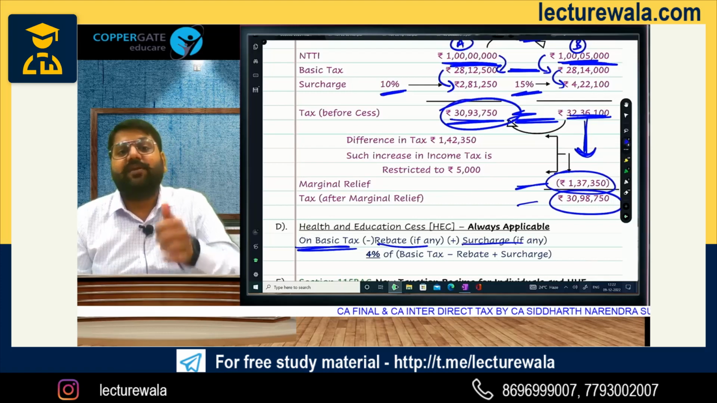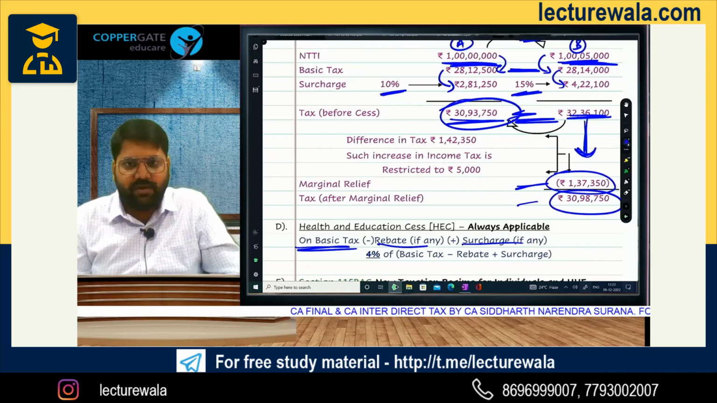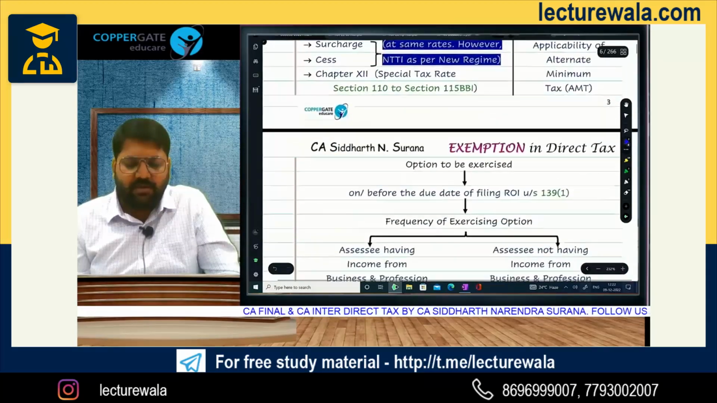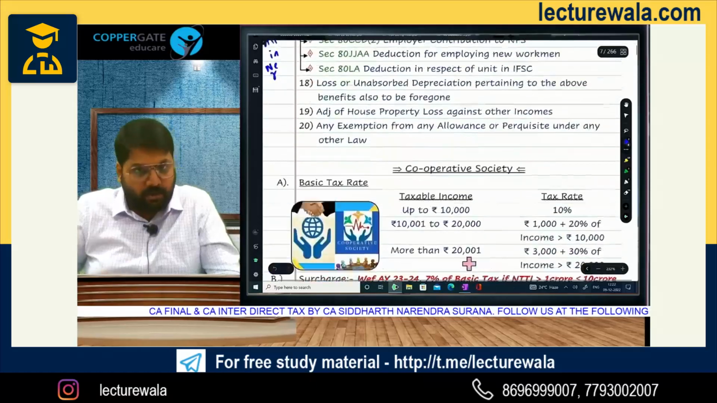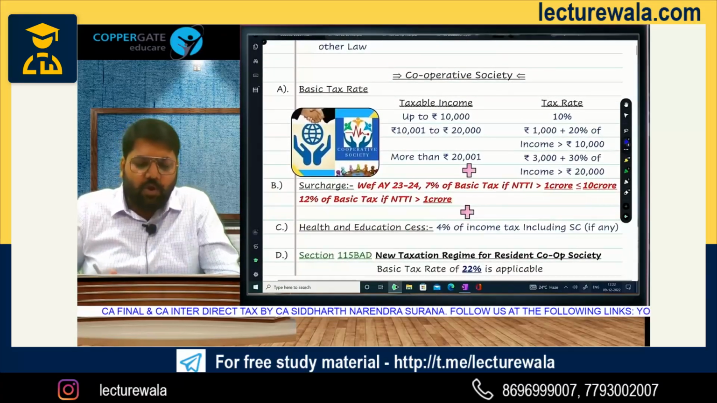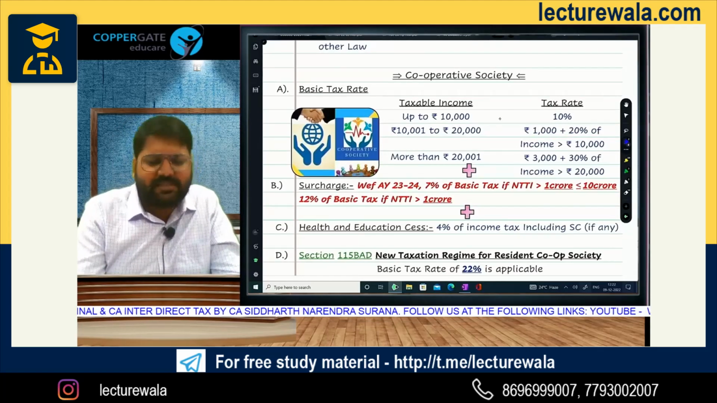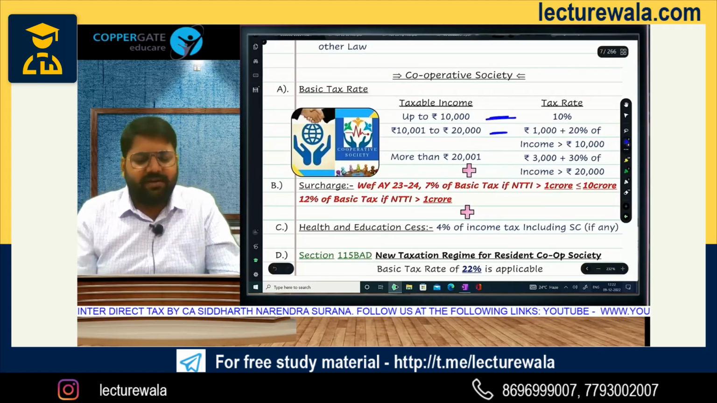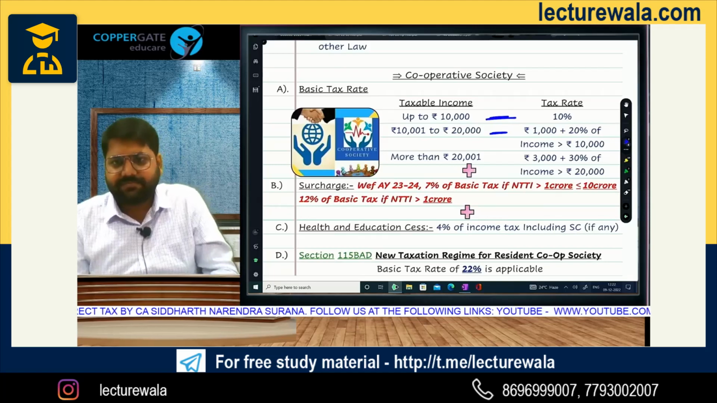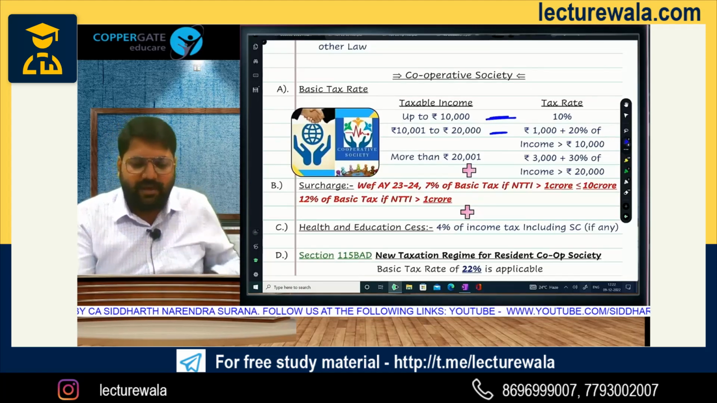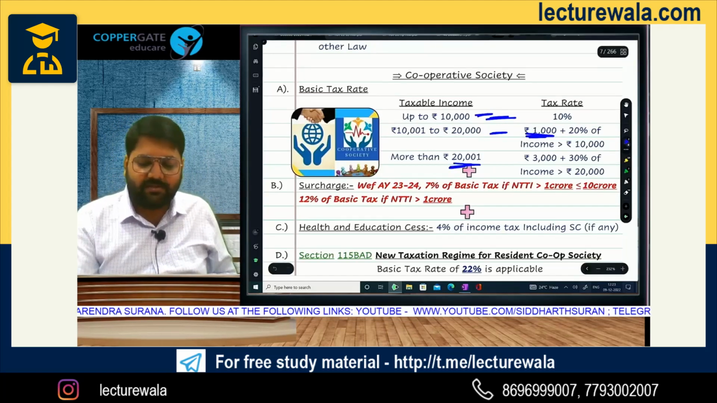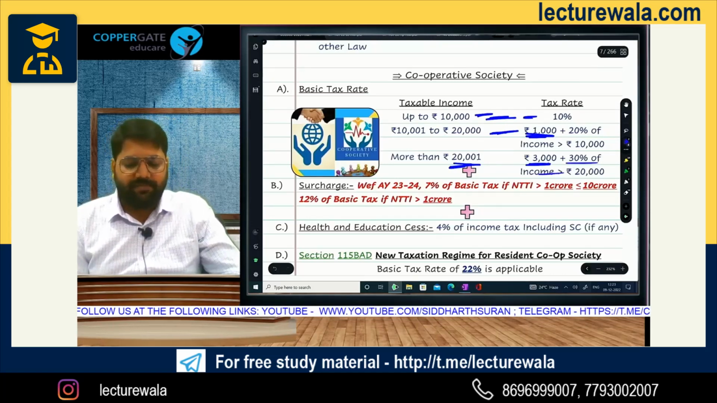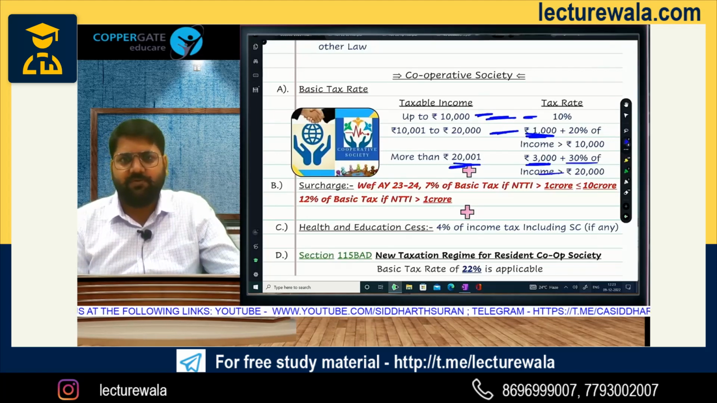And these are the tax rates of individual, HUF, AOP, BOI and artificial juridical person. Here this is the old regime, but the new regime will be done in detail, so we will be taking the full course video as part 2 of our introduction. Now I come to cooperative society tax rates. Very simple slabs: up to 10,000, 10%. Between 10,000 and 20,000, 20%. Here, if you apply 10% on the first 10,000, 1,000 is fixed. On the balance 20%. And after 20,000, the first 1,000 and the second 2,000 are fixed, so a total of 3,000 is fixed. On the balance 30%.